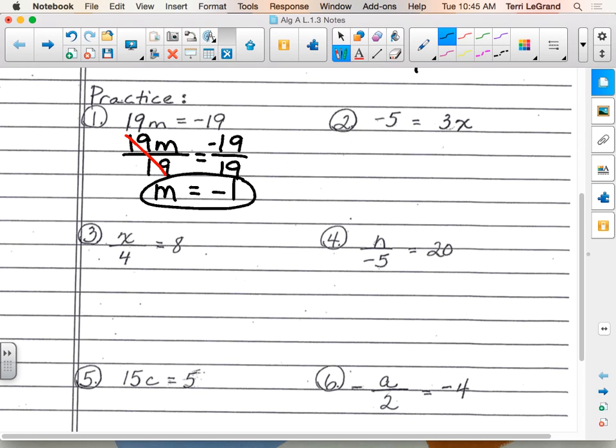Now, I'm not going to make you do check columns on these. Let's just do a mental math check, okay? If we put negative 1 back into the original equation, so if we took that 19 and multiplied it times our negative 1, what's a positive times a negative? A negative, and what's 19 times 1? So we get negative 19 on that side, and we have negative 19 on the right side, so it would check out.